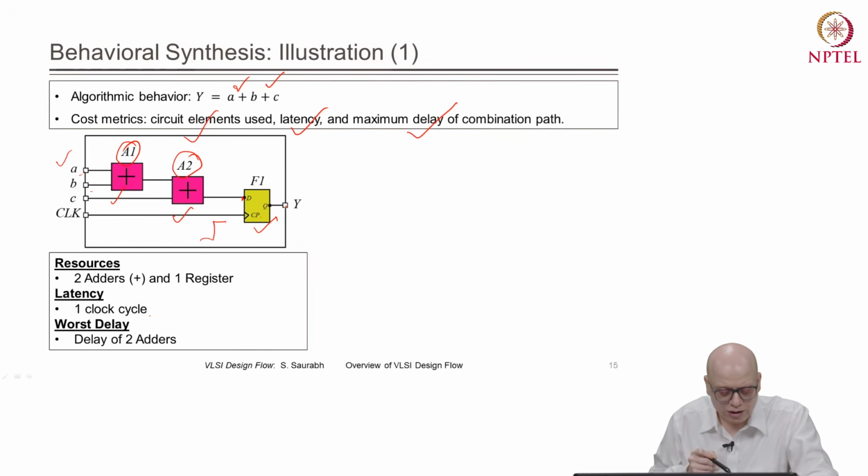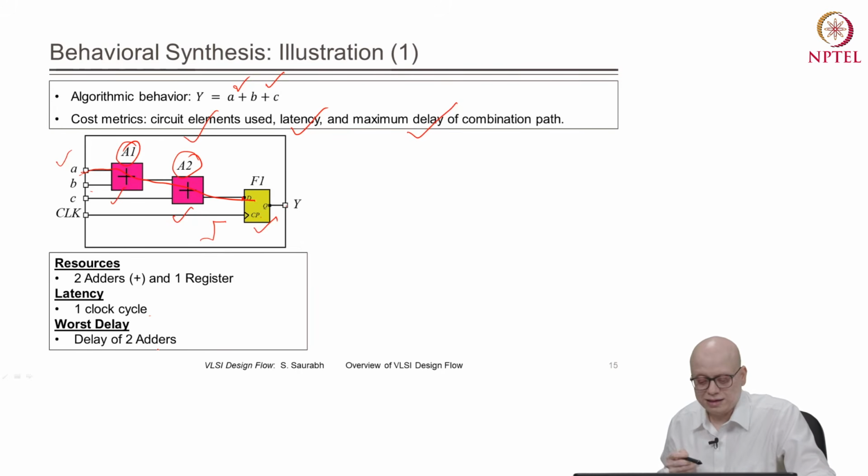So latency is 1 clock cycle in this case, and the worst case delay, or the longest combinational path delay, will be, say, this path in which you have 2 adder delays, right.